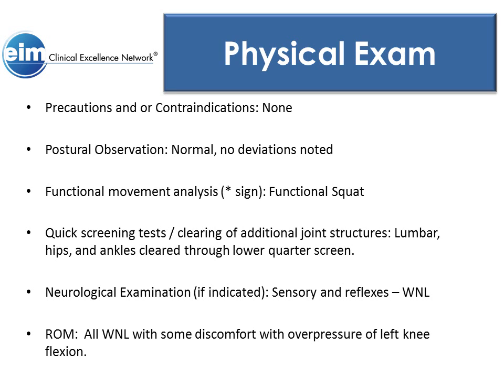Posture observation was normal. There were no real deviations noted. For the functional movement analysis, the asterisk sign, I was using the functional squat. And some of the quick screening tests, I'd clear out the lumbar spine, the hips, and the ankles, which were all cleared through the lower quarter screen. Sensory and reflexes were all within normal limits, and also range of motion were all within normal limits with some discomfort with overpressure of the left knee into flexion.